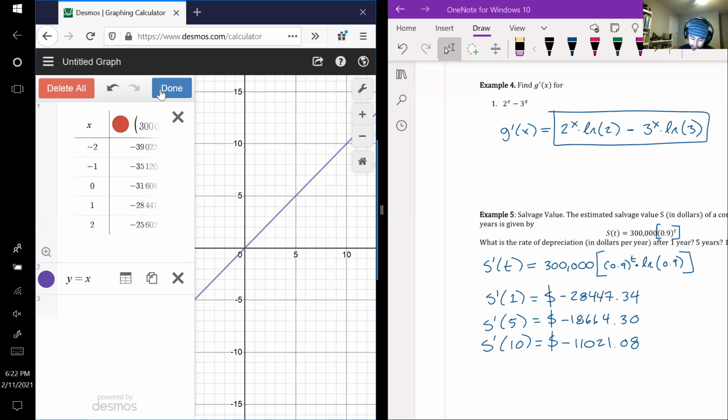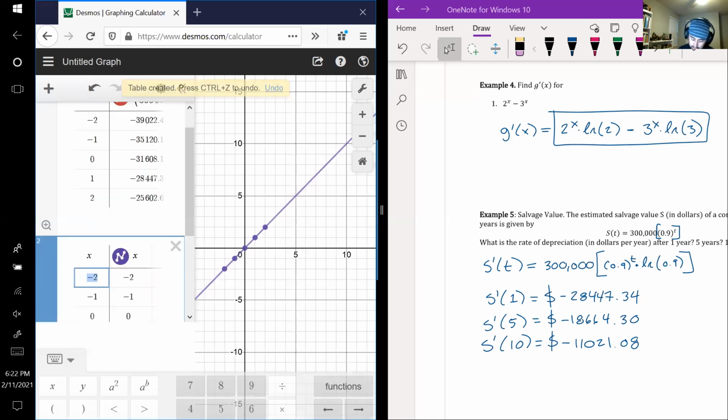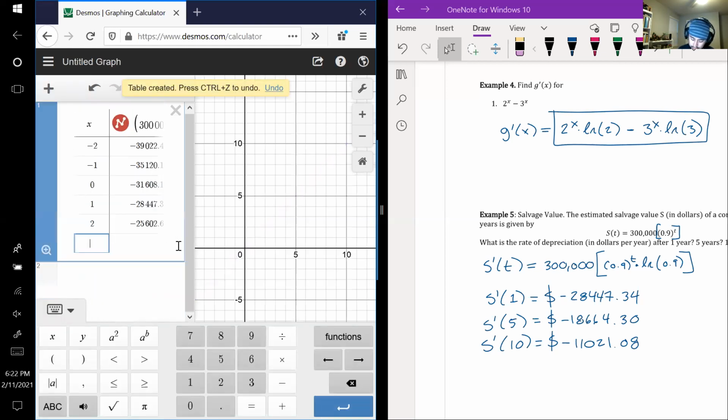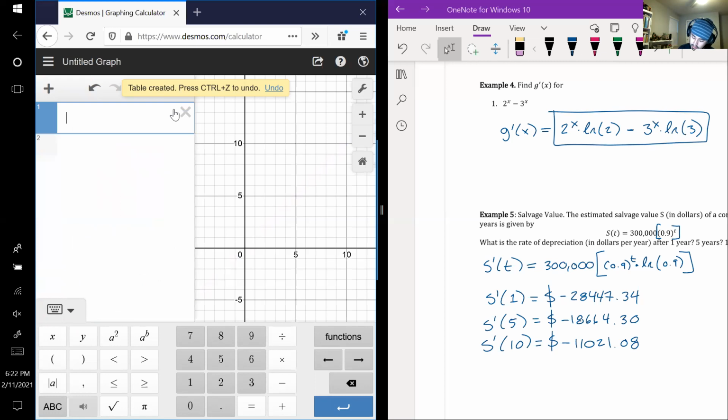And did you get the table? Yes, sir. Appreciate that. All right, cool. All right. And then on that table, you can enter any value you want for x, and it's going to give you the immediate output for y.